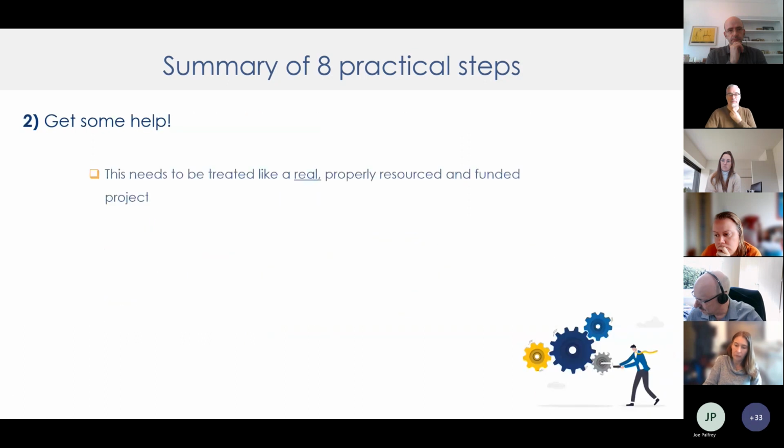So next, some help. As we say, it should be treated as a real, properly resourced internal and potentially external project with the right funding. That's what the business case does.